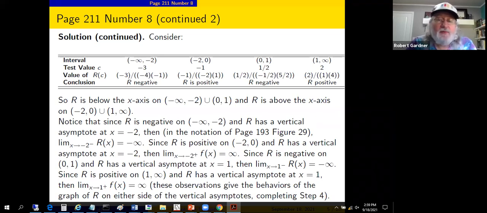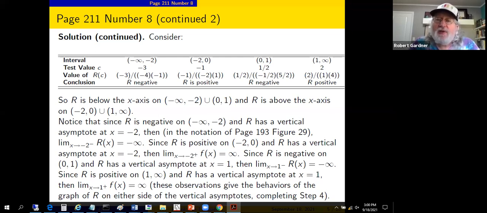On the other side of -2, R is positive. R is positive on the interval -2 to 0. R still has a vertical asymptote at -2. So what happens on the other side of that asymptote? What is the limit as x approaches -2 from the positive side? That is, from the right-hand side where we're involving numbers greater than -2. Function's positive and has a vertical asymptote. It must go up to positive infinity.